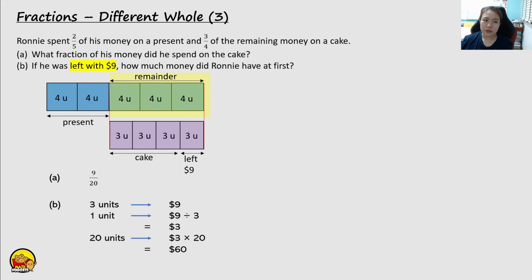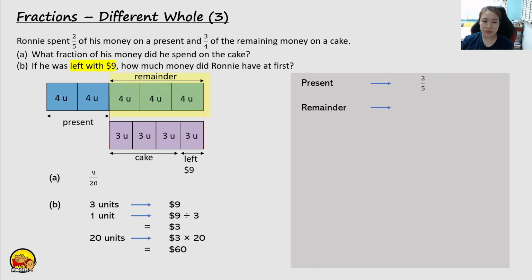Now, this is the model way. How about the fractions way? So once again, I'm going to list down all the information so that we're clear. First, the present. He spent 2 out of 5 of his money. After spending 2/5 of his money on the present, the remainder would be, let's take the whole, which is 5 out of 5, minus what was spent on the present, 2 out of 5. That will give us the remainder of 3 out of 5.